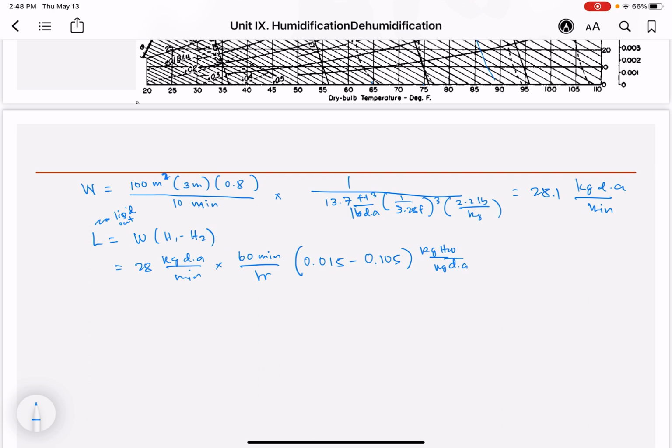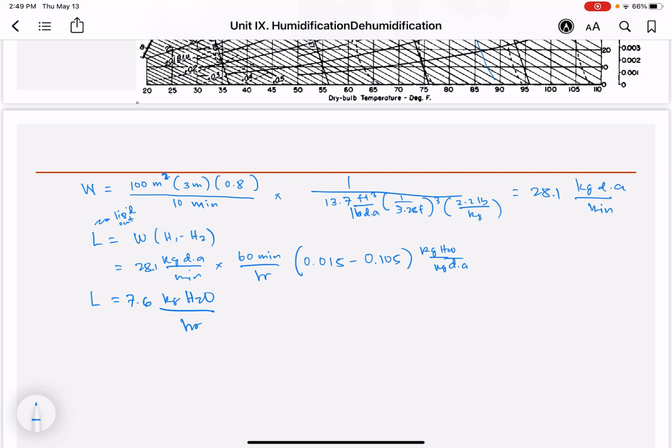So we get 0.015 minus 0.0105 times 60 times 28.1. So we get around 7.6. Your L is around 7.6 kilogram of water per hour. Okay. Last is we need to find Q.